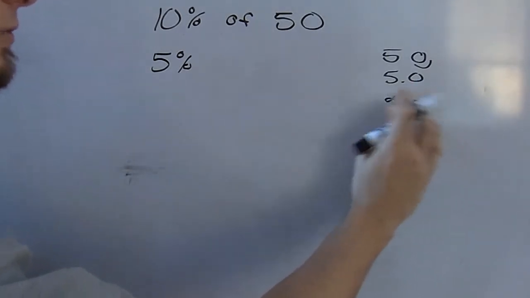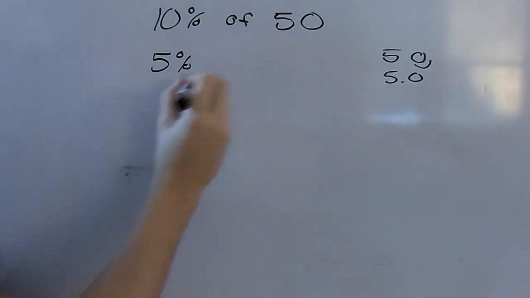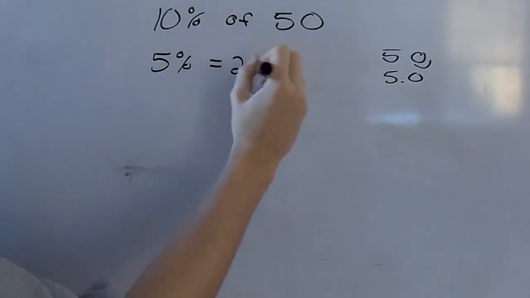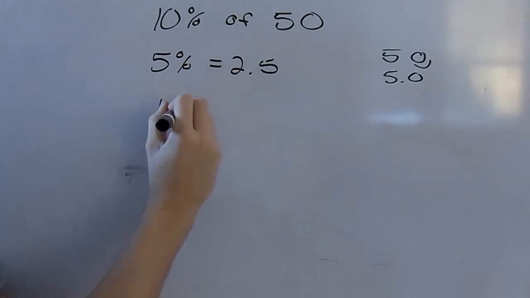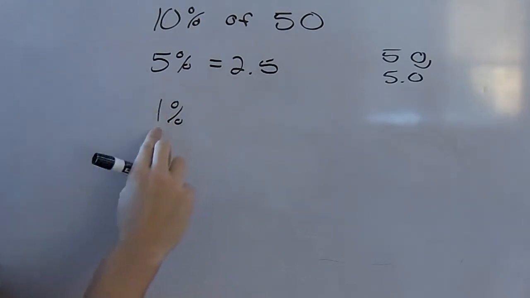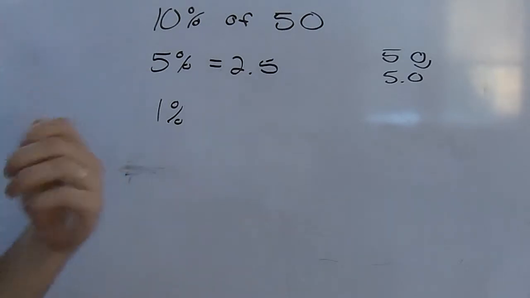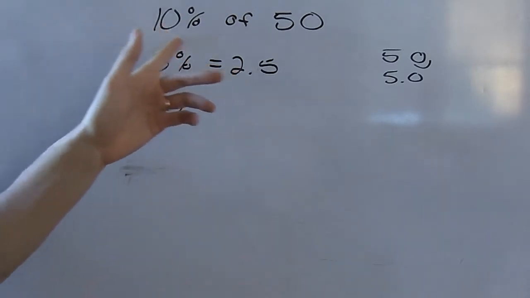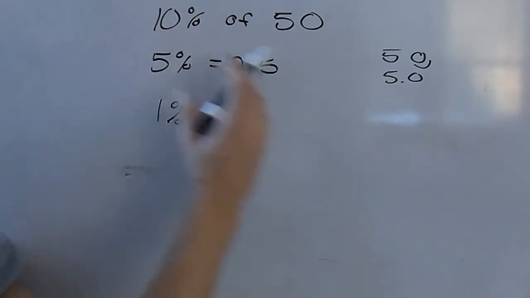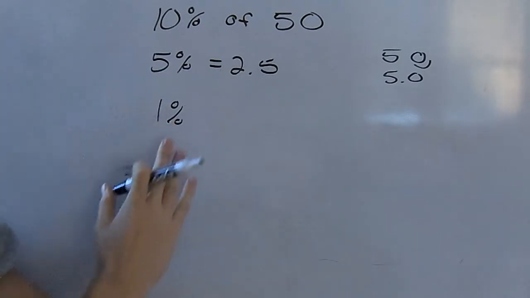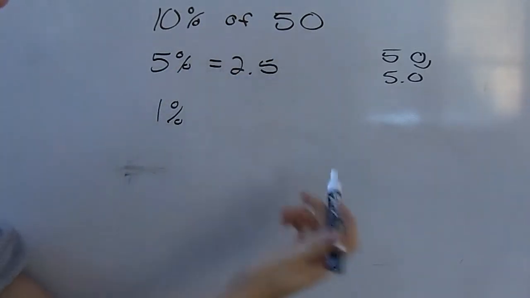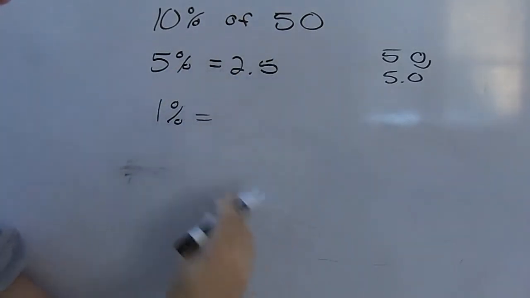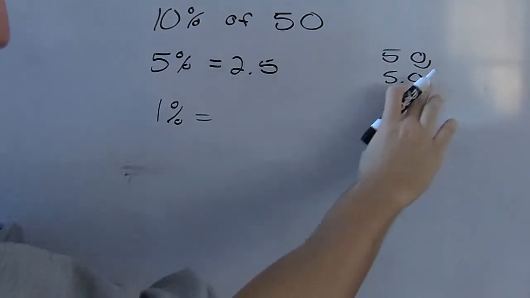Now, if I wanted to find 1% of 50, okay, 1% is 10% of 10%, which is an odd thing to think about. But 1 times 10 gets you to 10. So if you want to find 1% of 50, what you would do is you would find 10% of 50 first, which would bring you to the 5.